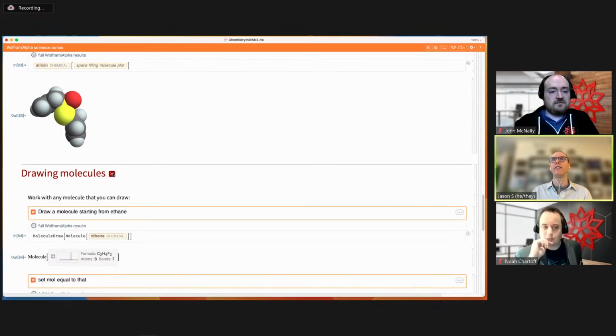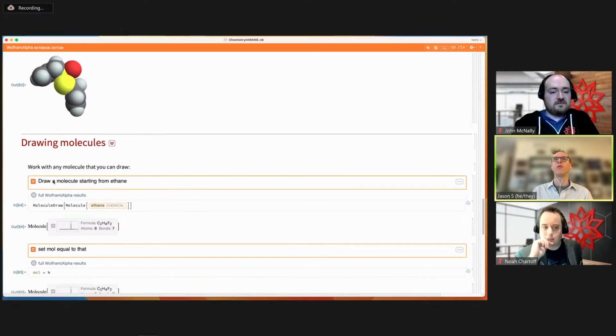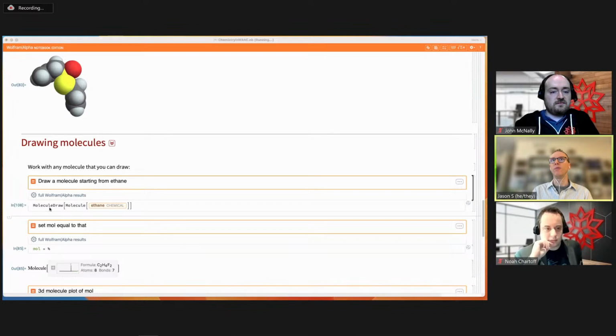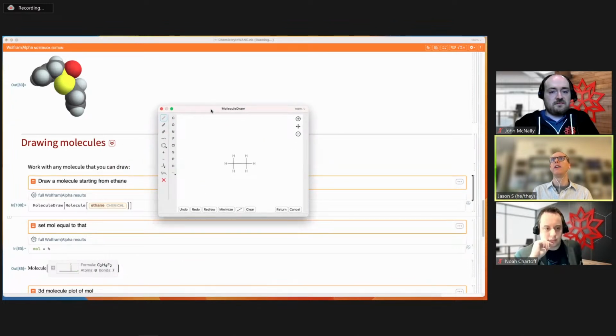And so we have the ability to draw molecules in our system as well. You can say draw a molecule, and in this case, I said starting from ethane. So I'm going to rerun this cell, and it says we're going to use the MoleculeDraw function, which brings up the molecule draw palette. Here we're able to draw in 2D and then use that result for more computations. For any of the chemists in the audience, this is your classic drawing system that you might have seen from other web interactive activities or whatnot.